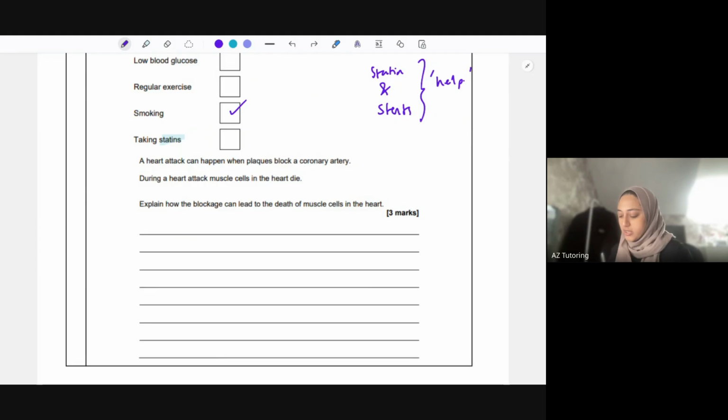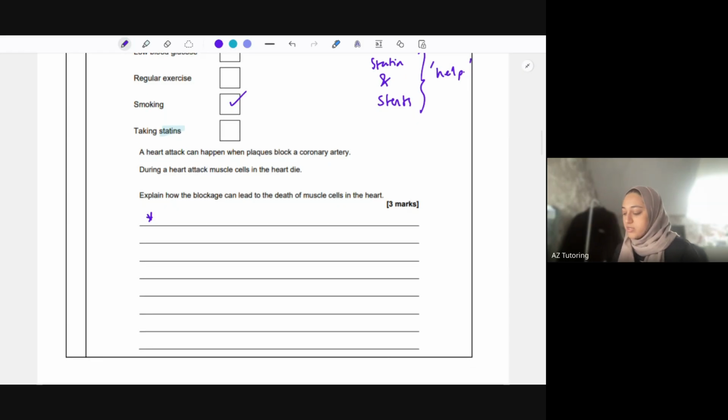Explain how the blockage can lead to the death of muscle cells in the heart. So think about it, the heart is a muscle, and that muscle needs to carry out respiration in order to stay alive. So 3 marks, we need 3 points. First of all, if there's a blockage, there's no blood flow. So you could say less or no blood flow due to the blockage. That's your first mark, to understand that that blockage will cause no blood flow.